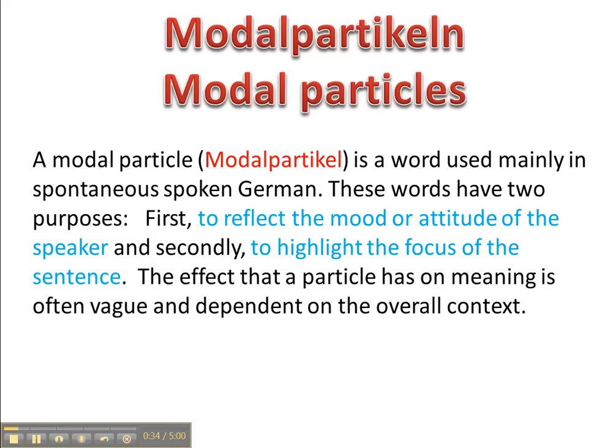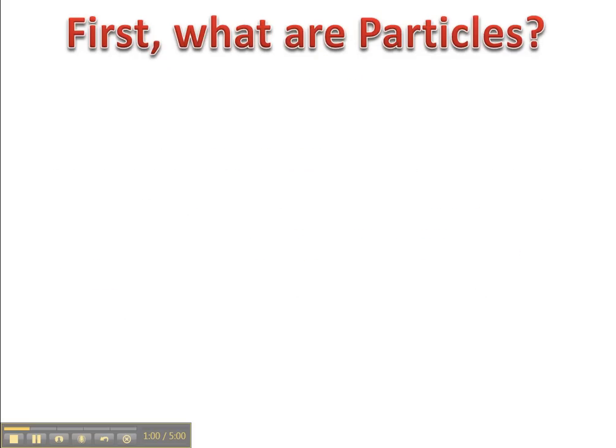The first thing you need to know is that a particle is a word used mainly in spontaneous spoken German, and these words normally have two purposes. First, they reflect the mood or attitude of the speaker, and secondly, they highlight the focus of the sentence. So the effect that a particle has on meaning is often vague and dependent a lot of times on the overall context, and so sometimes they're hard to nail down to just one translation.